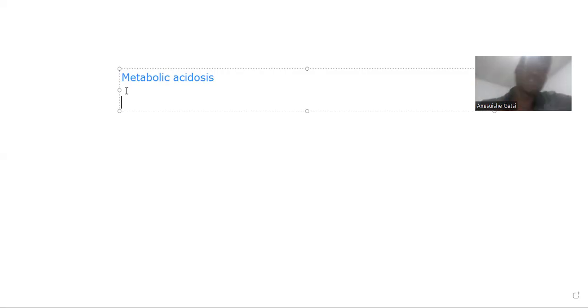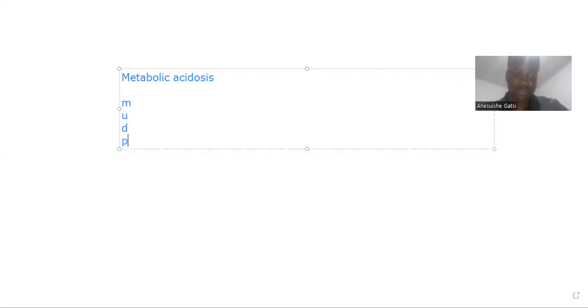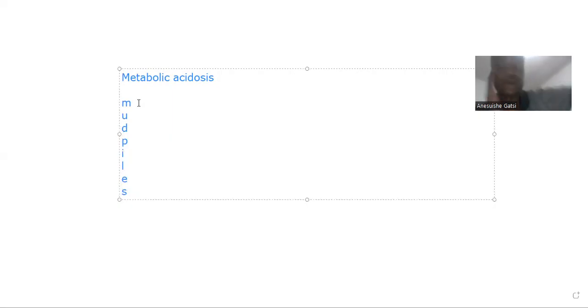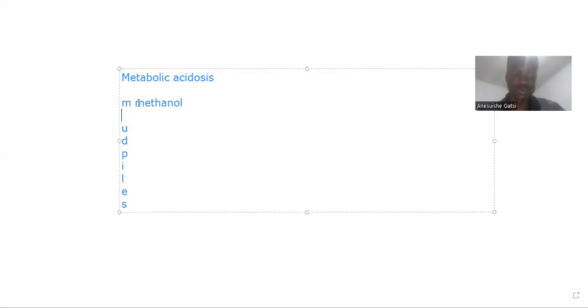Right. So there is a mnemonic that we normally use for us to know. So it's MAD. These are the causes of metabolic acidosis. So this is going to be methanol. Oh no, didn't want that.